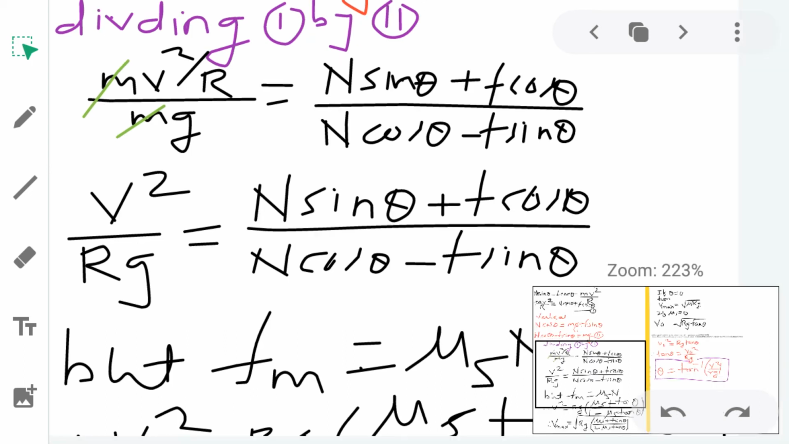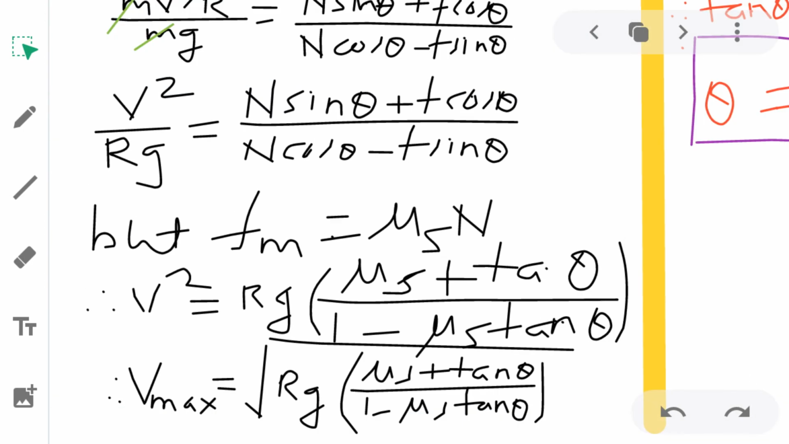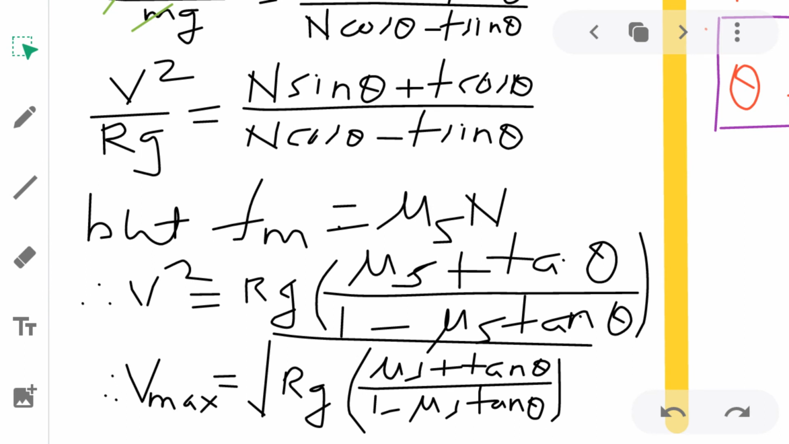But F is equal to mu s into N. So v square is equal to rg into, now put here the force mu s into N. Now dividing by N cos theta, F upon N is equal to mu s. Take cos theta common. What we get here is only mu s, here only cos, sin upon cos is tan, and then sin upon cos upon cos is 1, and F sin theta with F cancelled, sin upon cos is tan. Okay, this is tan theta.